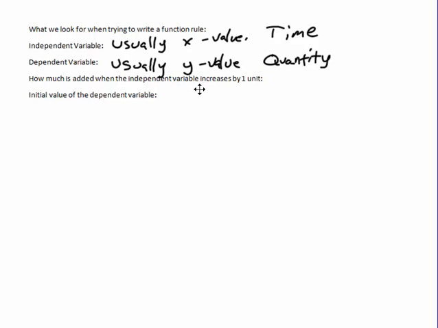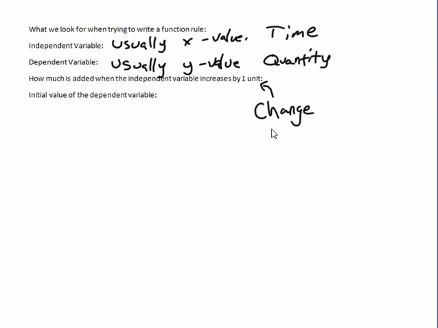And then we want to figure out how much is added when the independent variable increases by 1 unit. Usually this is time. So, in every minute, the balloon fills up by whatever volume. That's a terrible example, but this is some sort of change. Something is changing here.